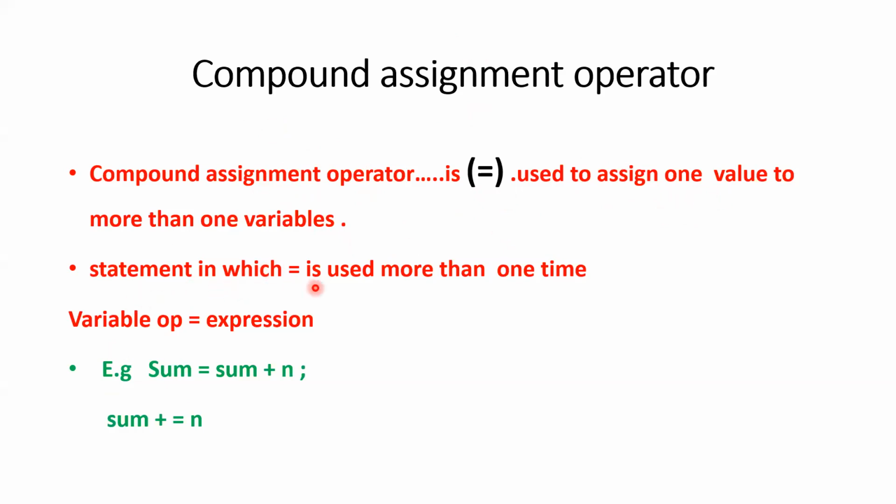The statement in which the equal to sign is used more than one time. Obviously, when they have assigned the value to more than one variable, it will be used more times. Clear? Then the syntax is variable operator is equal to expression. Example, sum is equal to sum plus n.